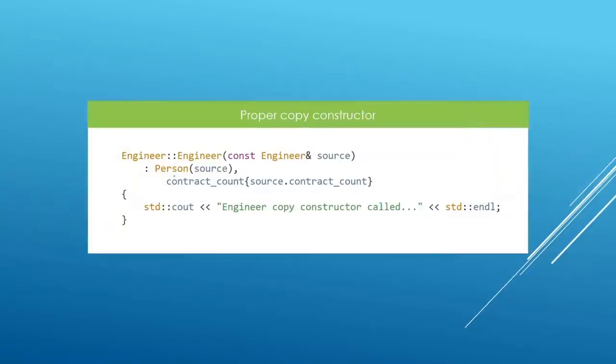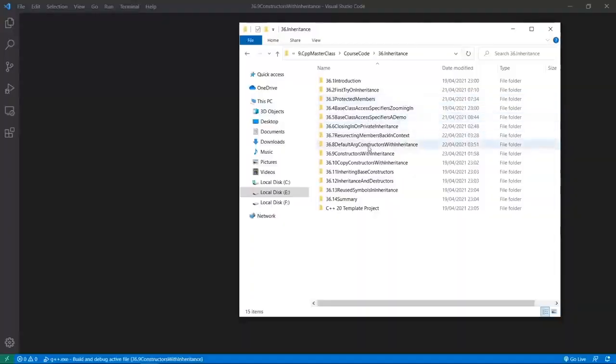So again, the syntax is what you see here. We say person, we pass in our source object, and then we can initialize the member variable that belong to the engineer part of us. We will be initializing contract count, and this is going to work. Now that you know this, we're going to head over to Visual Studio Code and play with this a little more. Here we are in our working folder.